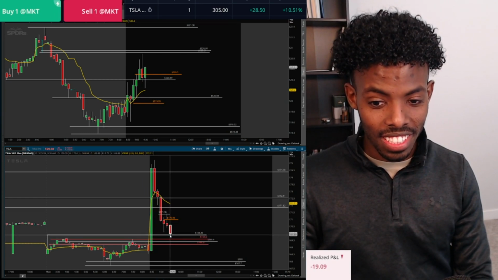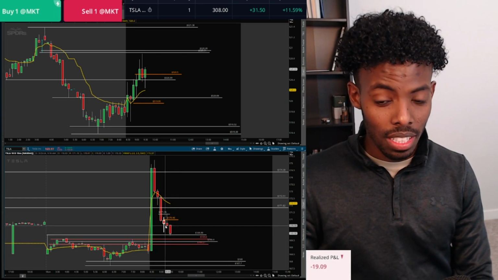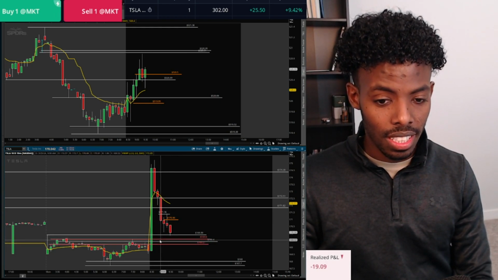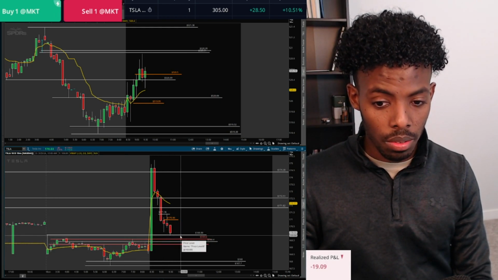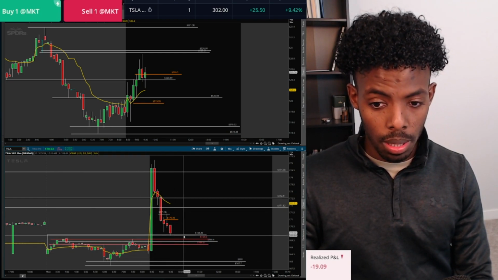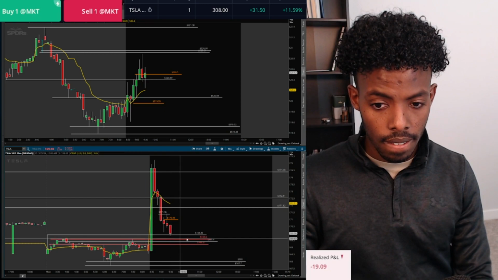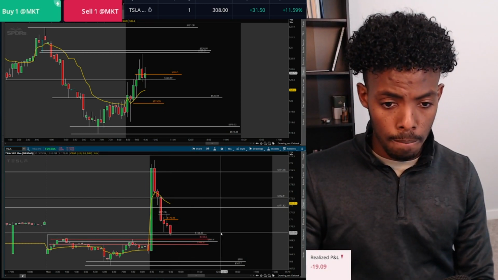You can see a little wick right here. But sellers are quite dominating. They're saying, still more push down before we give up. Here we go. Okay.